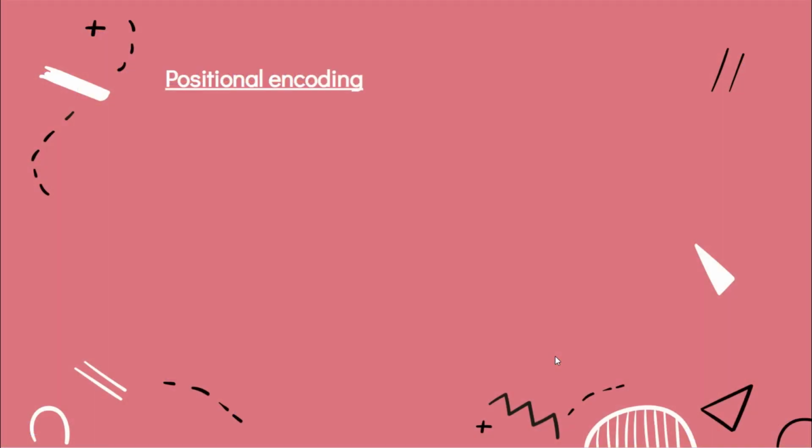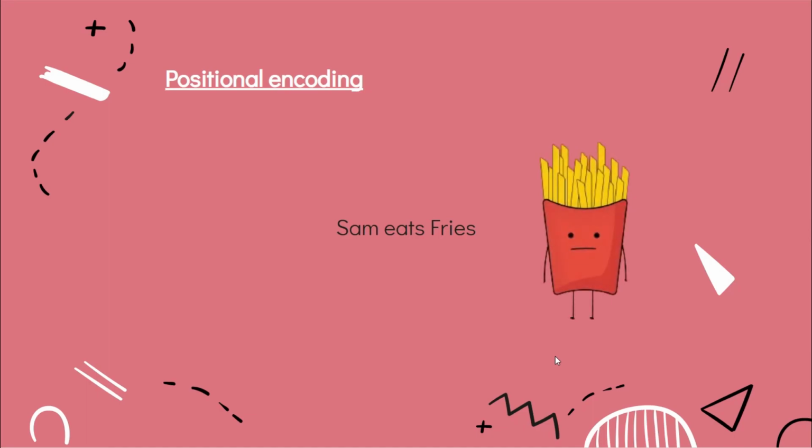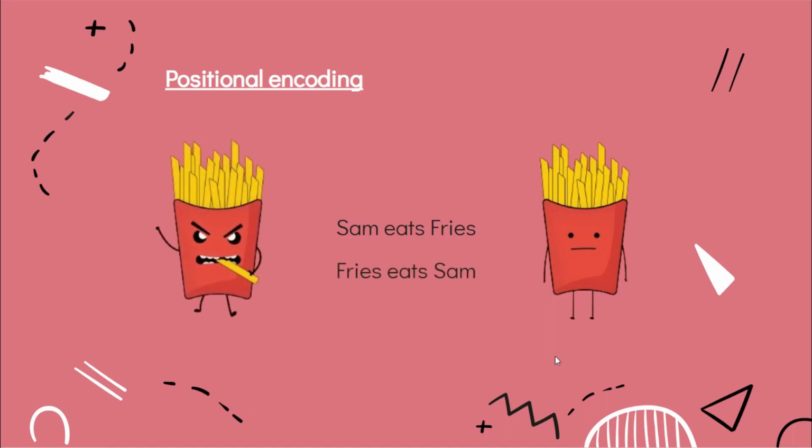The positional encoding. For this part, you're probably going to wonder why the position of the word matters. I'm going to give you an example. We have this sentence, Sam eats fries. That's cool, that's good, but what if fries eats Sam? That's a bit confusing. So in this case, we know that the position of words is important.